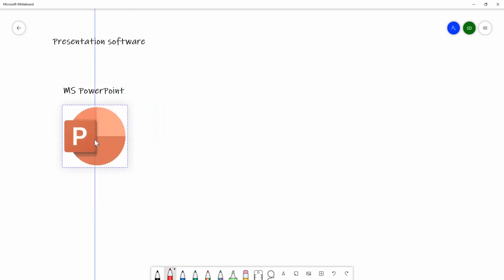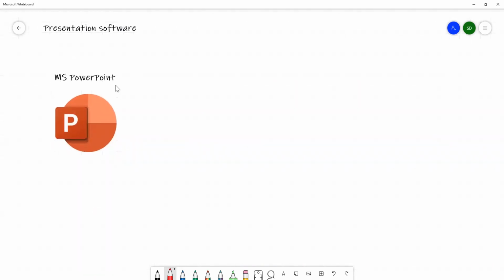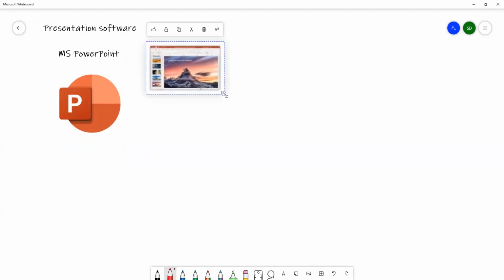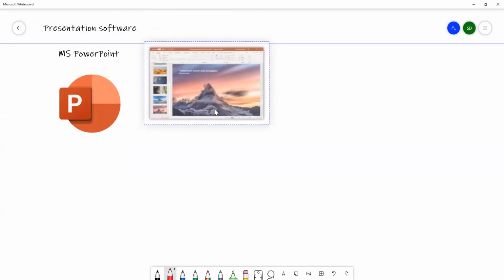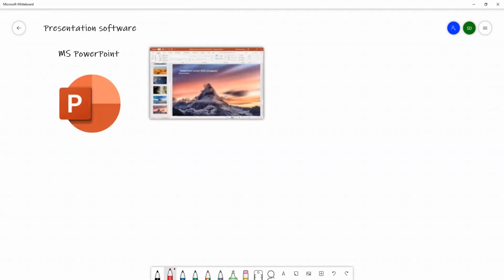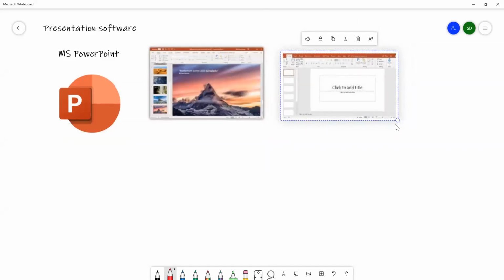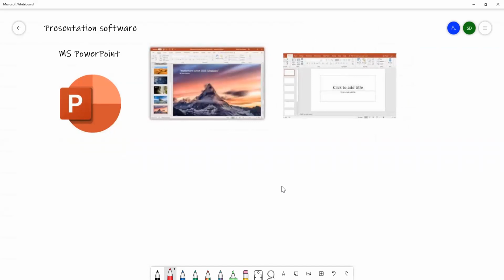We have PowerPoint presentations, and then you can create nice slides. Right? So I hope you are already familiar with PowerPoint. This is the interface that we are going to discuss in the class, and you start a slide like this. Yeah. So that is PowerPoint.